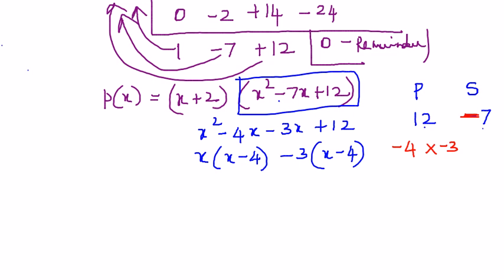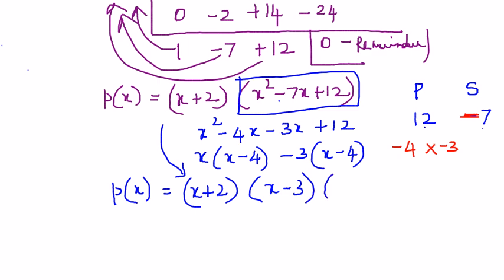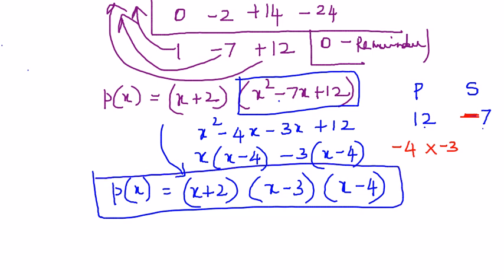So you get p of x is equal to x plus 2, the factor that we already found out, and the two other factors which we found using synthetic division. Right? This is the final answer for this sum. So the three factors x plus 2, x minus 3 and x minus 4 are the factors of the given equation. Right? 5 marks is all yours.